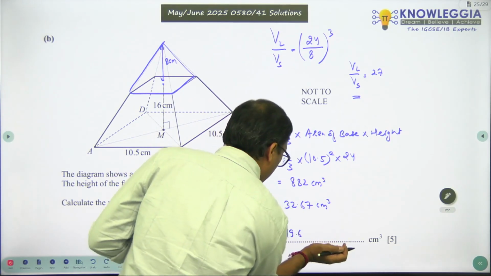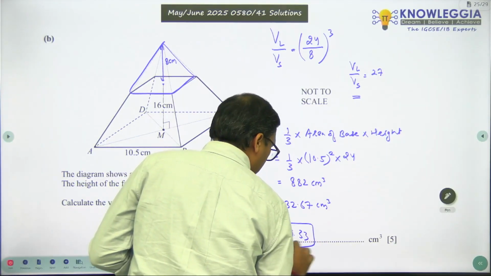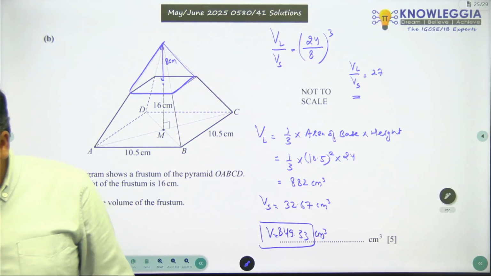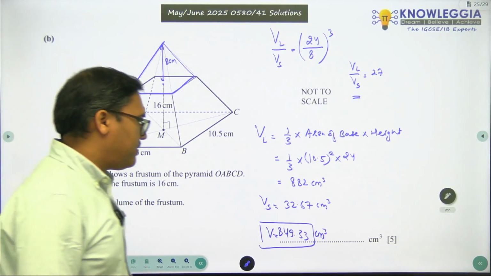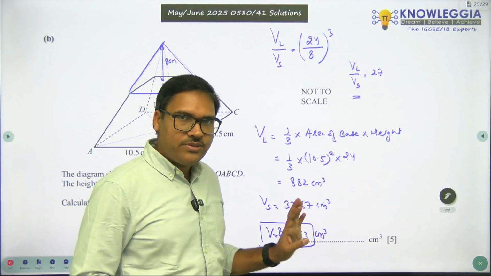849.33, sorry. That is the answer for this centimeter cube. So let's check the answer. This is 849.33, so that is the correct answer, which is also given in the answer sheet. I hope this is clear.